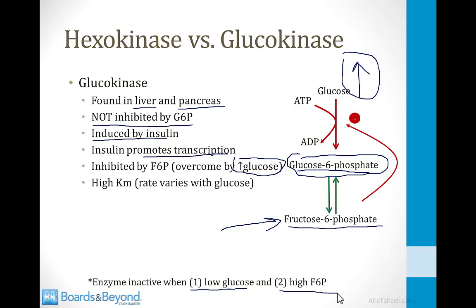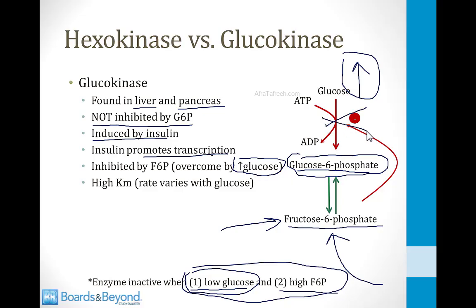So let's think about this. When you're fasting, your blood sugar level becomes low. And also in times of fasting, the liver begins to perform gluconeogenesis. This means that pyruvate molecules are being converted into fructose 6-phosphate as part of gluconeogenesis. So when both of these are present, you want to shut down this enzyme so that glycolysis will not proceed and the liver will favor gluconeogenesis. Make sure you think about this. This inhibition by fructose 6-phosphate, which is overcome by high glucose, can be confusing.